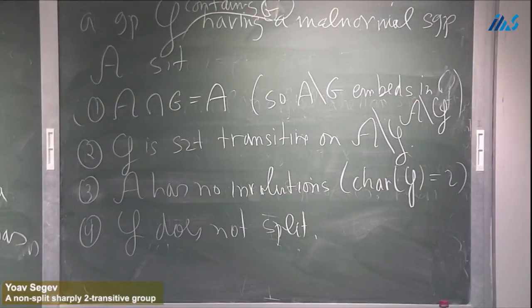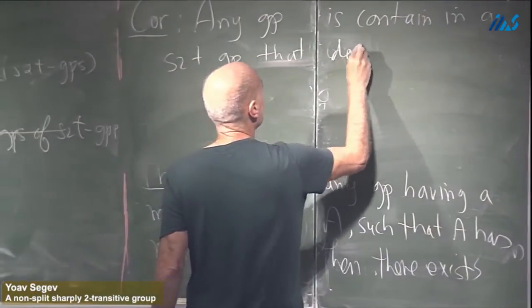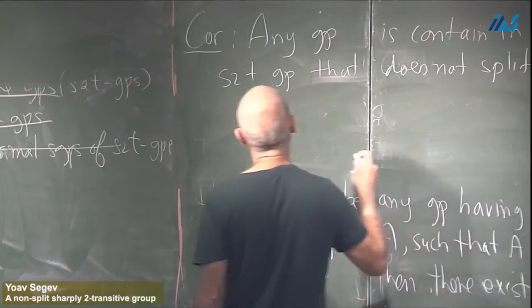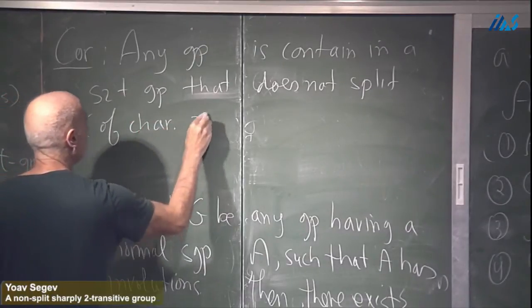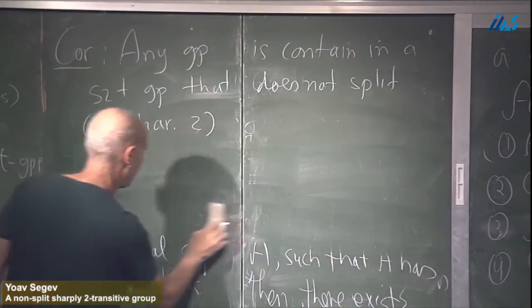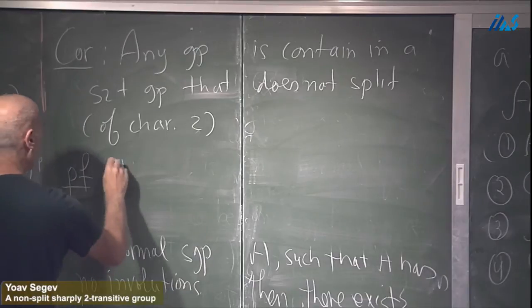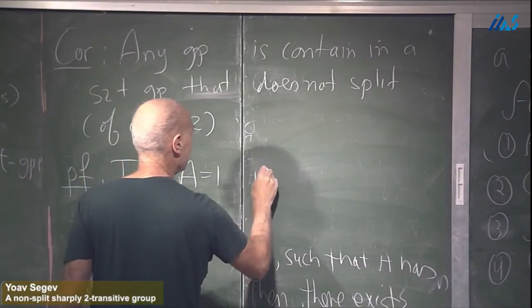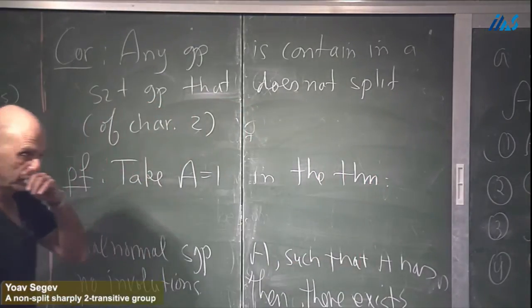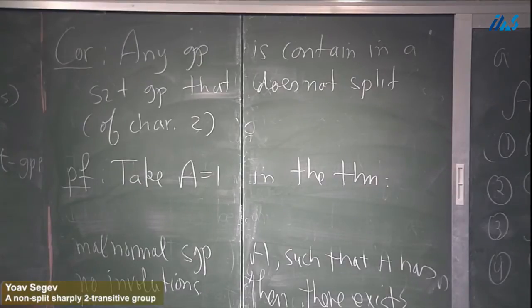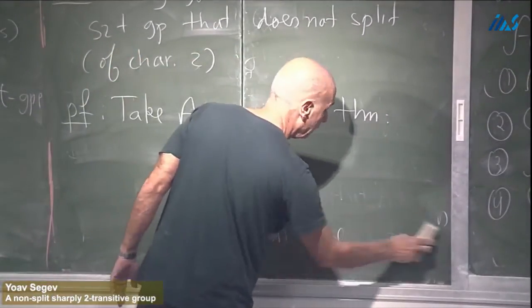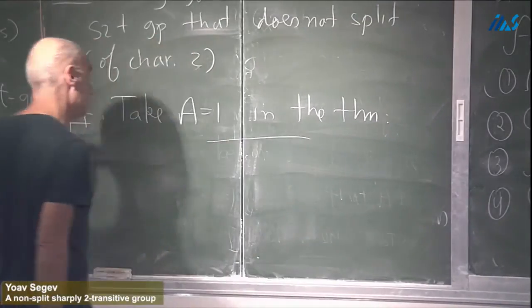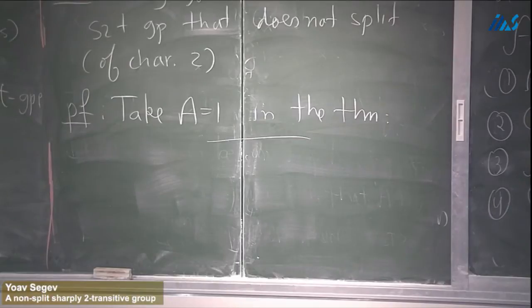And as a corollary, one gets that any group is contained in a sharply 2 transitive group that does not split, and of characteristic 2. And the proof is, take A equals 1 in the theorem. Okay, so there are many non-split, infinite sharply 2 transitive groups, but all of characteristic 2, and I've done part 5, so I'm left with part 6 and 7.